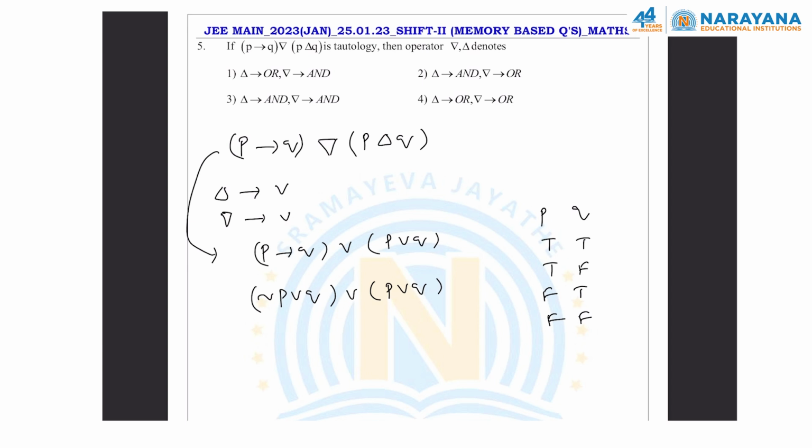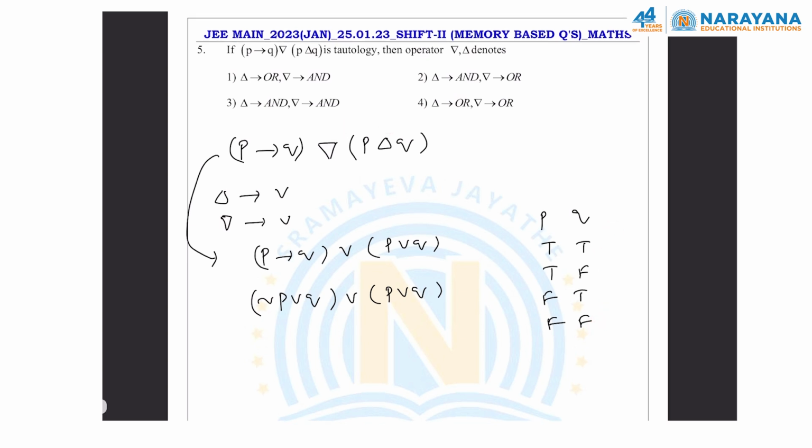For example, if I am taking P true and Q true, this will be false or true, which will be true. So true or whatever it may be, it will always be true. Now if I am taking true and false, this will be false or false, which will be false. But here true or false will be true. So any one of these things will always be true for all these four combinations. So that is why both should be OR. So the answer will be both are OR, option 4.